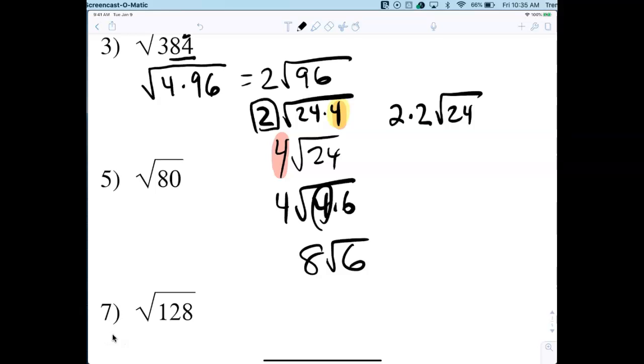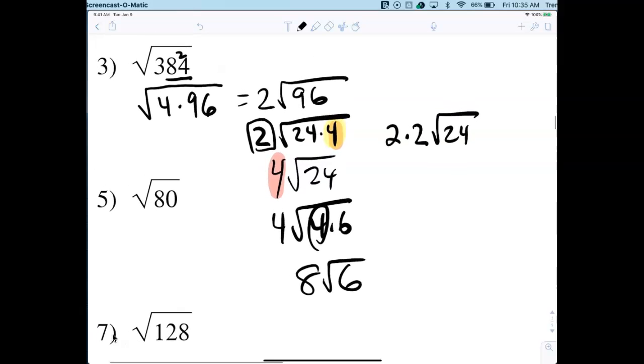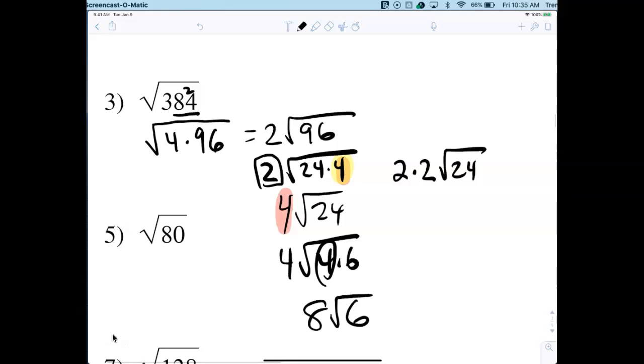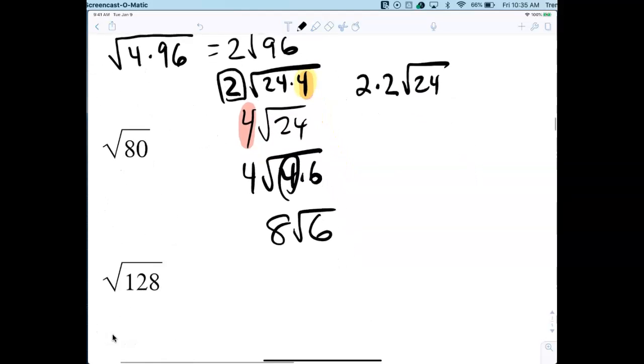Now, of course, if you were brilliant, you could say 384 is obviously 64 times 6, but most people don't know that. What's the square root of 64? 8. So that would have been the fastest way. But it's kind of hard to see 64 there. So you just break it down into the ones that you can see. What's 4 times 2?